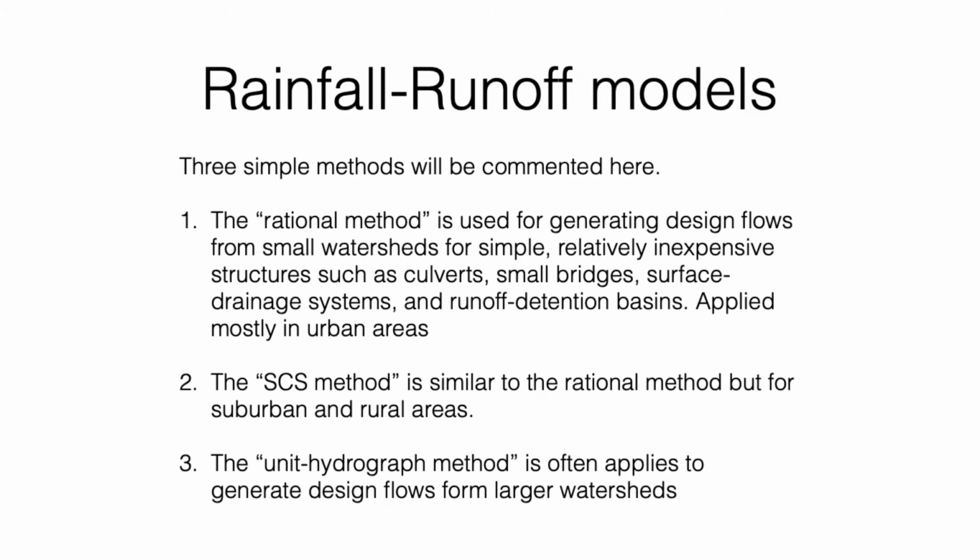Now, we will introduce three simple rainfall runoff models. The first one is the rational method, used for a small and inexpensive drainage structure in urban areas or constructed environments. The second one is the Soil Conservation Service curve number method, which is more general and can be used for more serious hydrological modeling in urban and rural areas. And the last one is the unit hydrograph method, that is normally used for large watersheds.